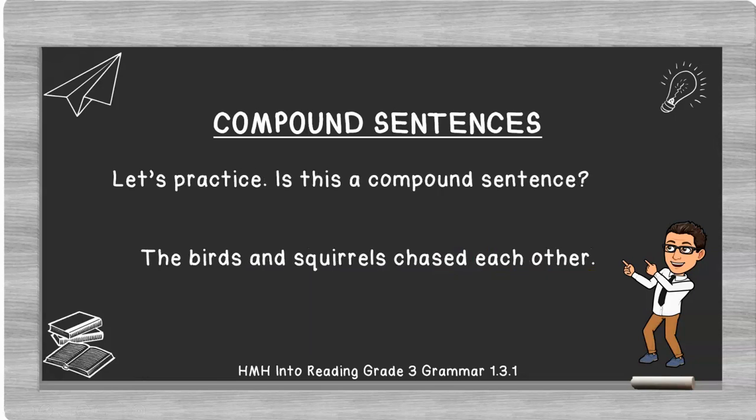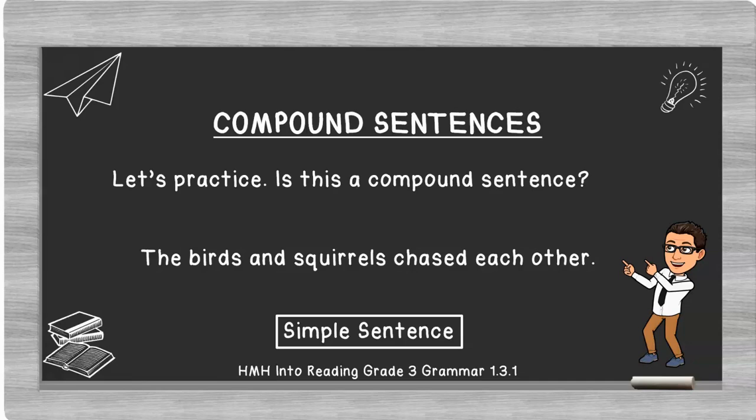All right, so let's practice. I'm going to read the sentence, and I want you to identify if you think this is a compound sentence or a simple sentence. The birds and squirrels chased each other. Think on that for a second. And this is a simple sentence. There is a conjunction, the word and. It ties birds and squirrels together, but there's only one thought in this sentence.